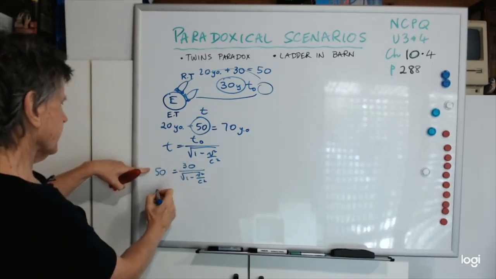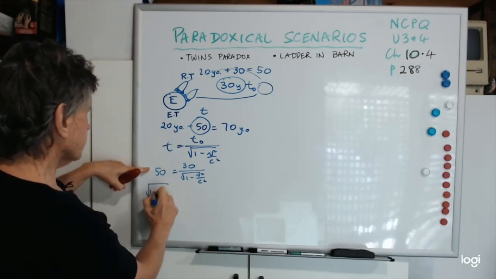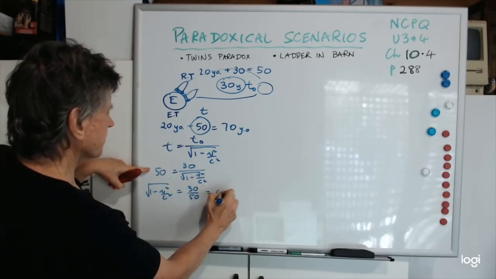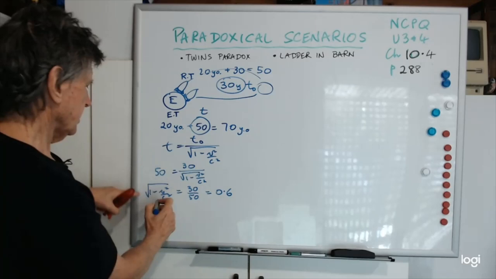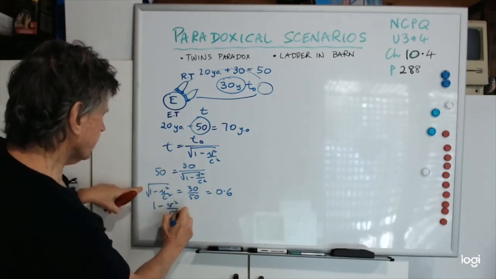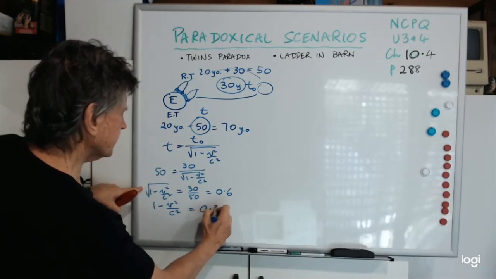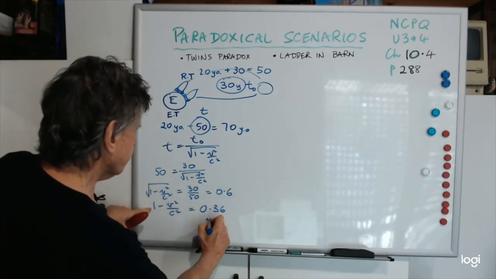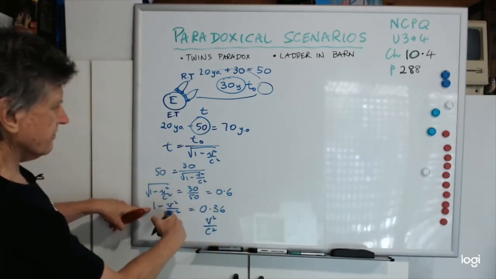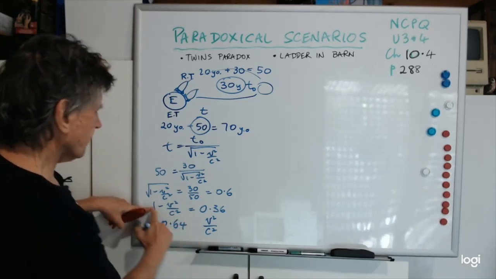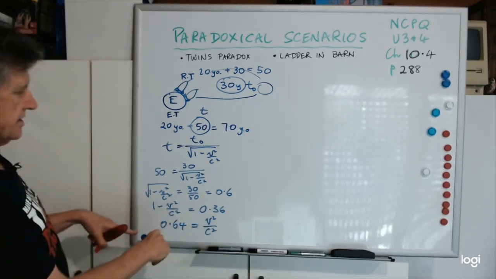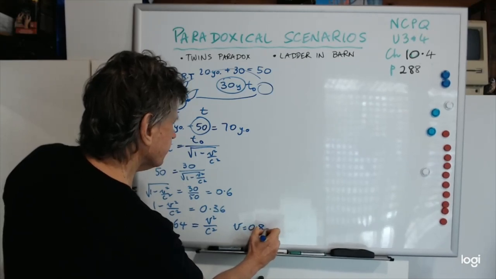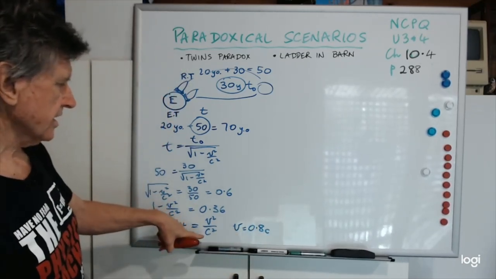Now that becomes the square root of 1 minus V squared on C squared equals 30 on 50, which is 0.6. Now square both sides and you end up with 1 minus V squared on C squared equals 0.36. Take that to the other side and we get V squared on C squared equals 0.64. Then take the square roots of both sides and you'll get V equals 0.8. And we're working in units of C, so that'd come out to 0.8C.